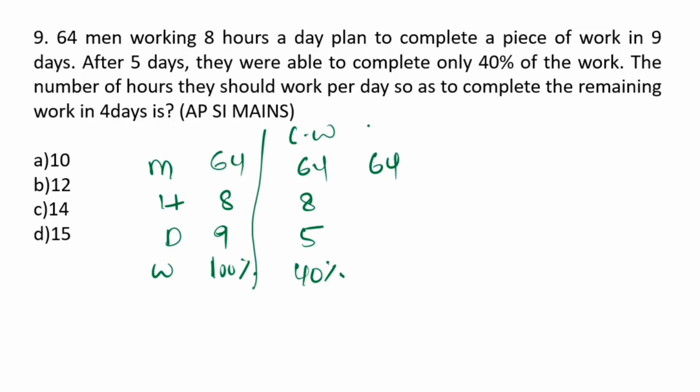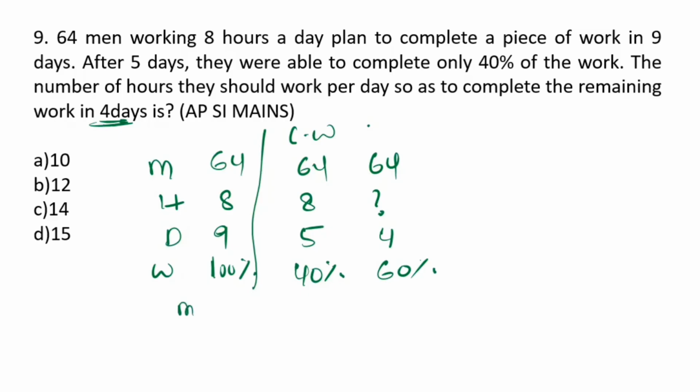The number of hours they have to work, I don't know. And the remaining work means 100 minus 40, that is 60%. Remaining days, how many days? Total 9 days, 5 already completed, remaining only 4 days. So here 4 days are given. Okay, substitute in the formula.